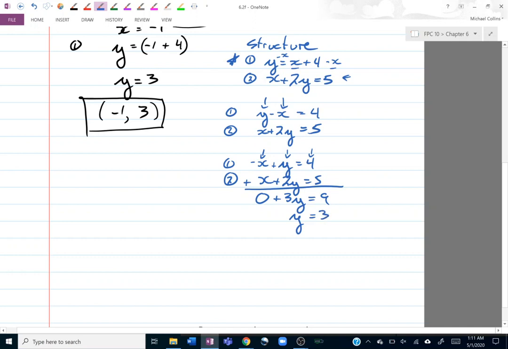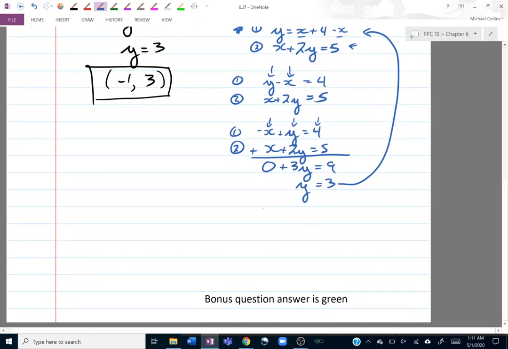I would then take this 3 and plug it back into one of the original equations. I end up with 3 is equal to x plus 4. I'm going to subtract 4 from both sides. Negative 1 is equal to x. And I end up with this exact same point: negative 1, 3.